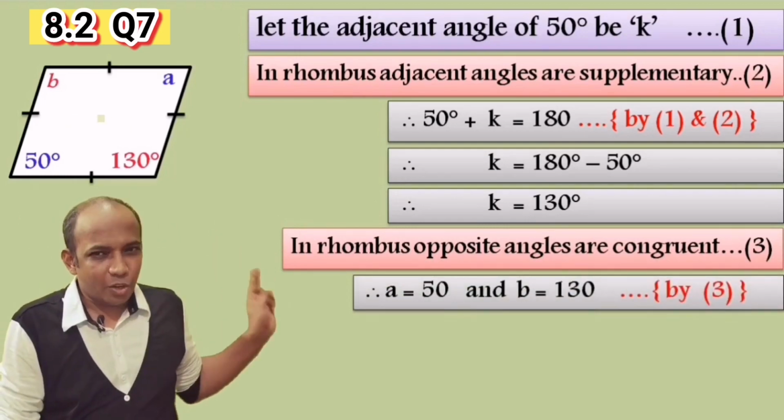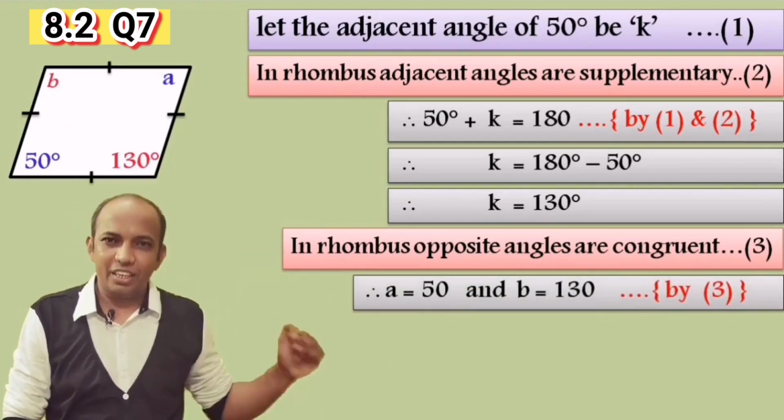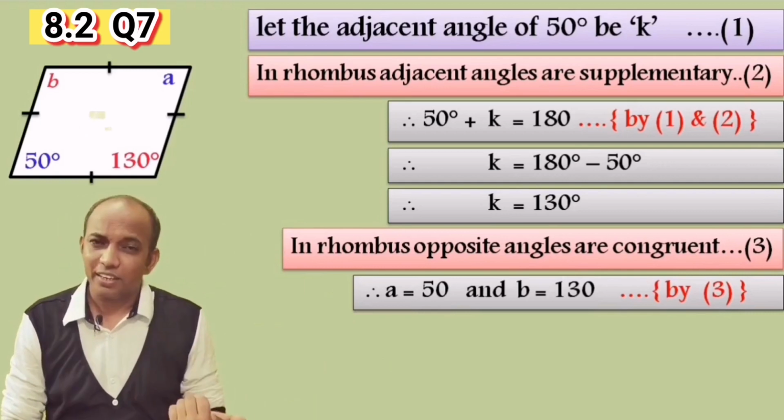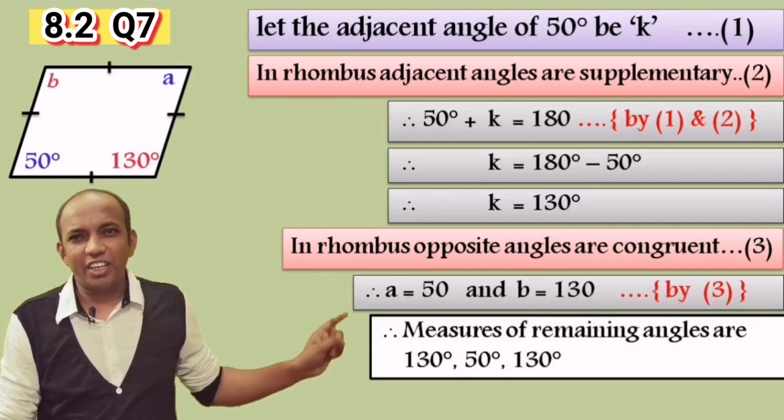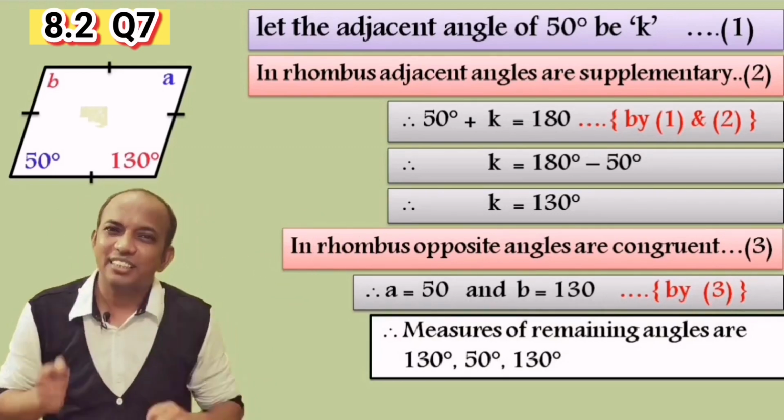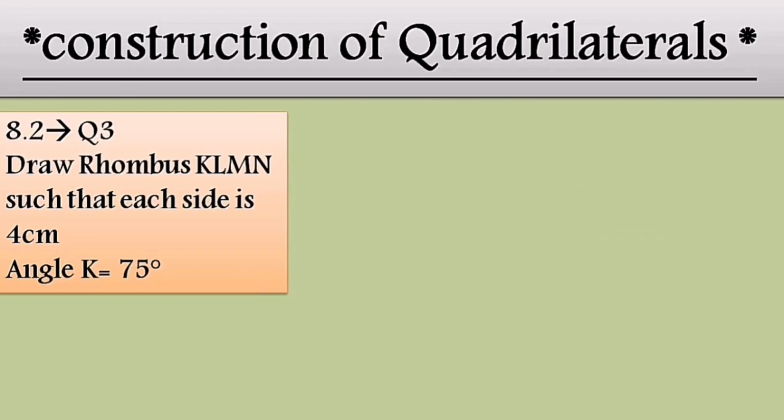Now write the final answer. Required angles are 50 degree, 130 degree, 50 degree, 130 degree, or as we require only 3 angles, just mention 130 degree, 50 degree and 130 degree. Isn't it easy? How to construct the quadrilaterals.